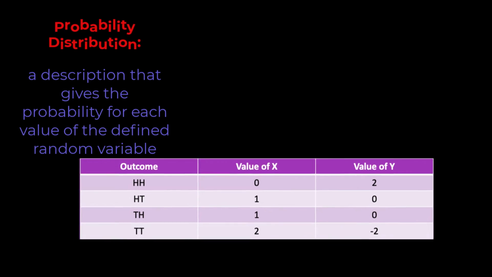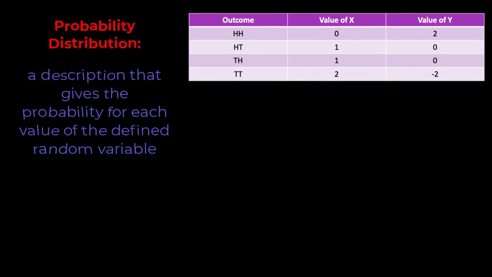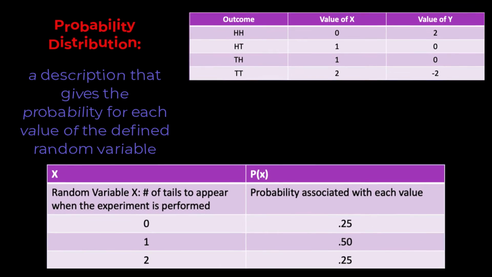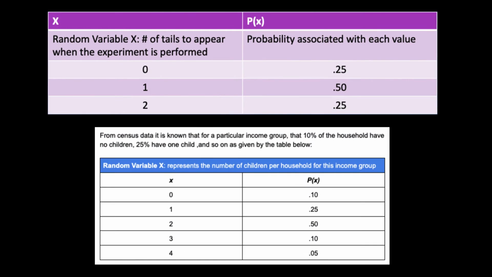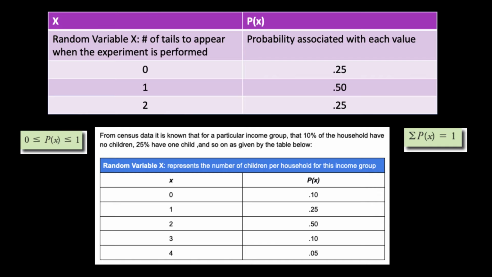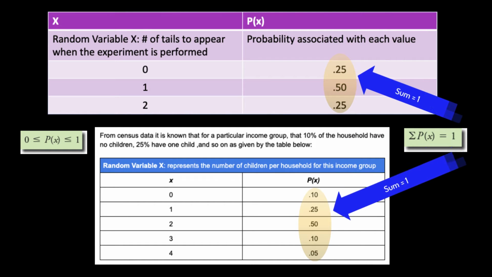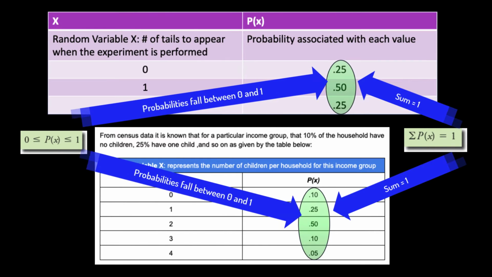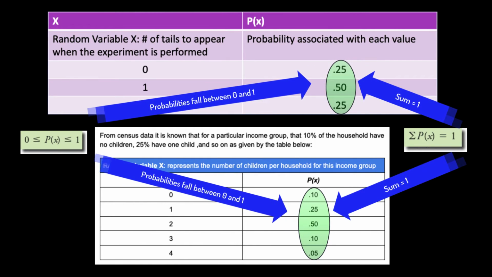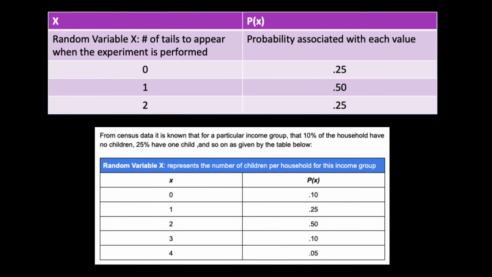Extending the current example and working with the random variable of x, the number of tails to appear when 2 flips of a coin are the experiment, I can build a probability distribution table that gives the possible values of the random variable and the probabilities of each occurring. Every probability distribution must satisfy 2 requirements: that the sum of all the probabilities equal 1, and the probability for every individual value of x falls between 0 and 1 inclusive. If these 2 requirements are not satisfied, then the probability distribution does not exist as written.